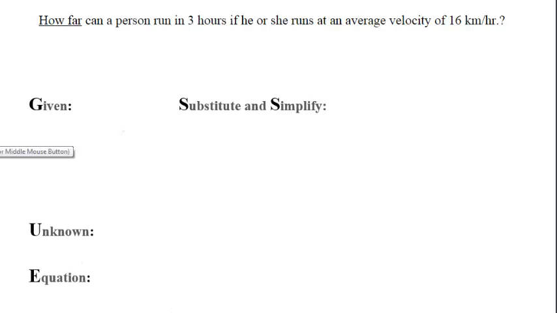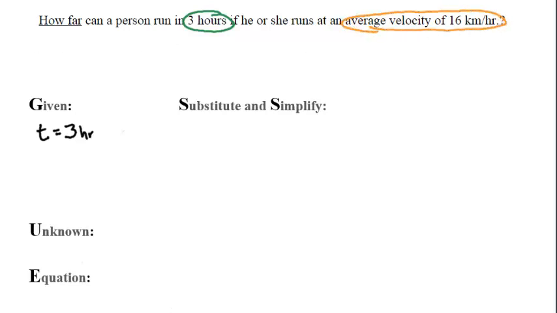How far can a person run in 3 hours if he or she runs at an average velocity of 16 kilometers per hour? Well, the first thing I need to do is identify some givens. So let's see. Here's one: 3 hours. Because it's the unit hours, I know that that characteristic is time equals 3 hours. Okay, so that's one bit of given information.